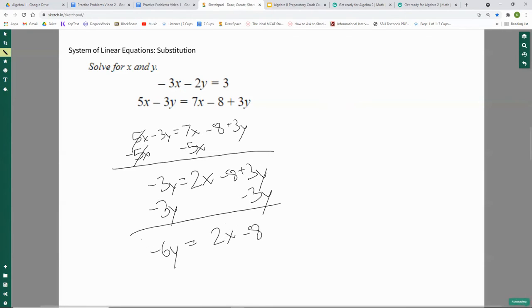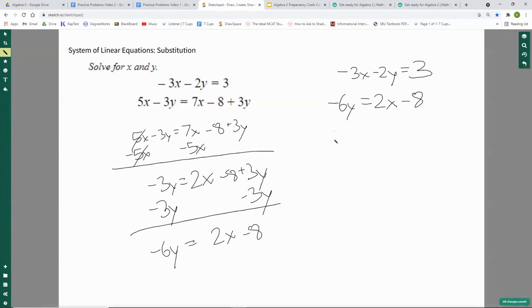And we've created a more simplified version that we can work with in this system of equations. So let me just bring this over. This is still staying the same: we have negative 3x minus 2y equals 3 over here. And then we have negative 6y equals 2x minus 8, which is what we simplified earlier.